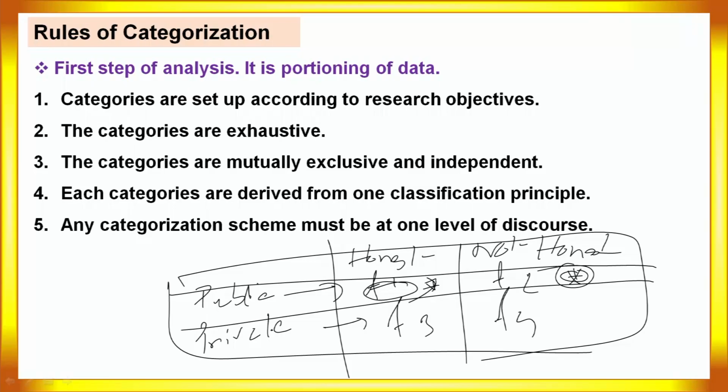So, the fourth principle says that each category must be derived from one classification principle. What is that? In simpler terms, it means don't put two or more variables into one particular category.